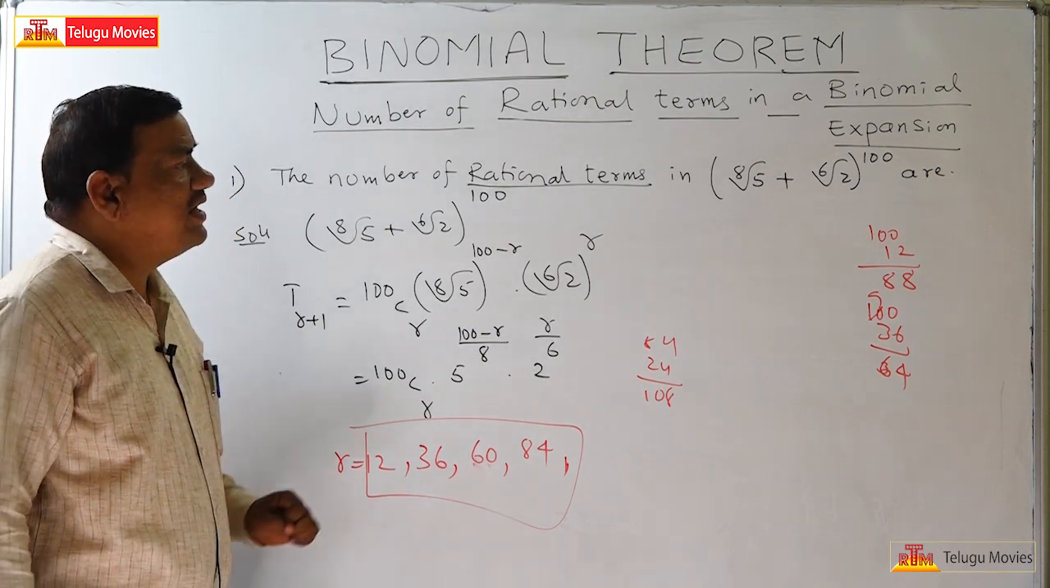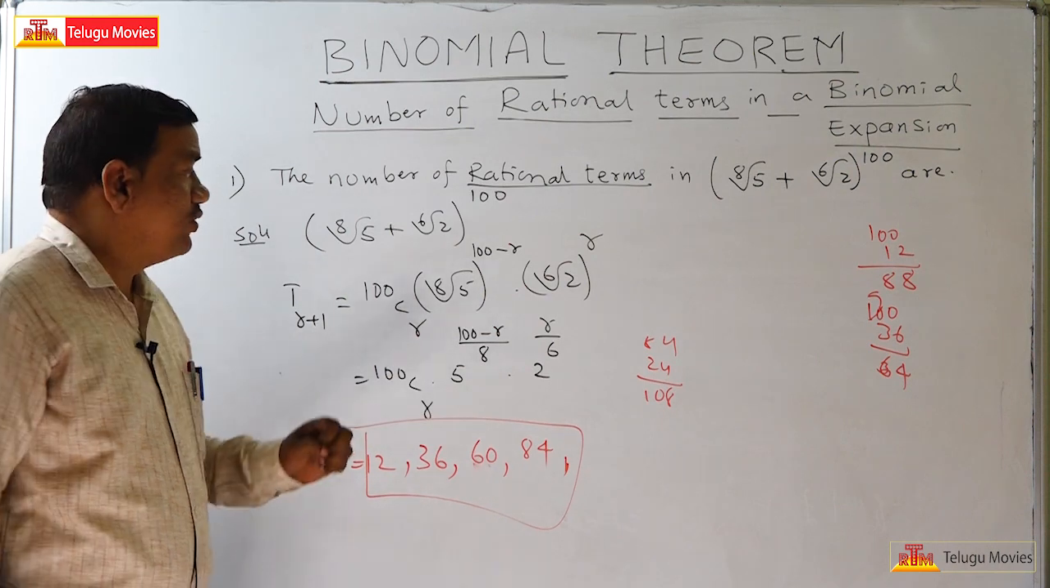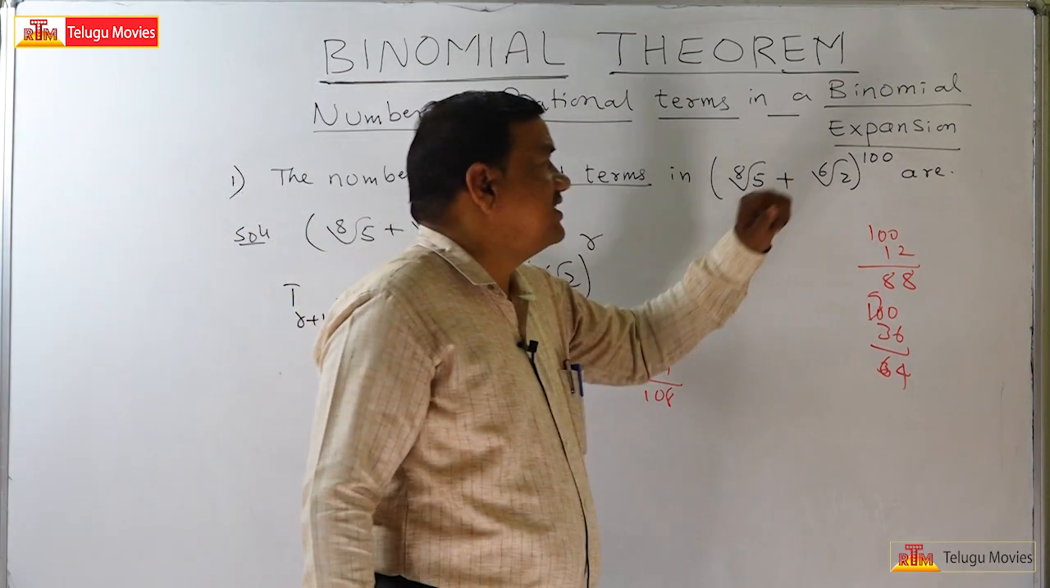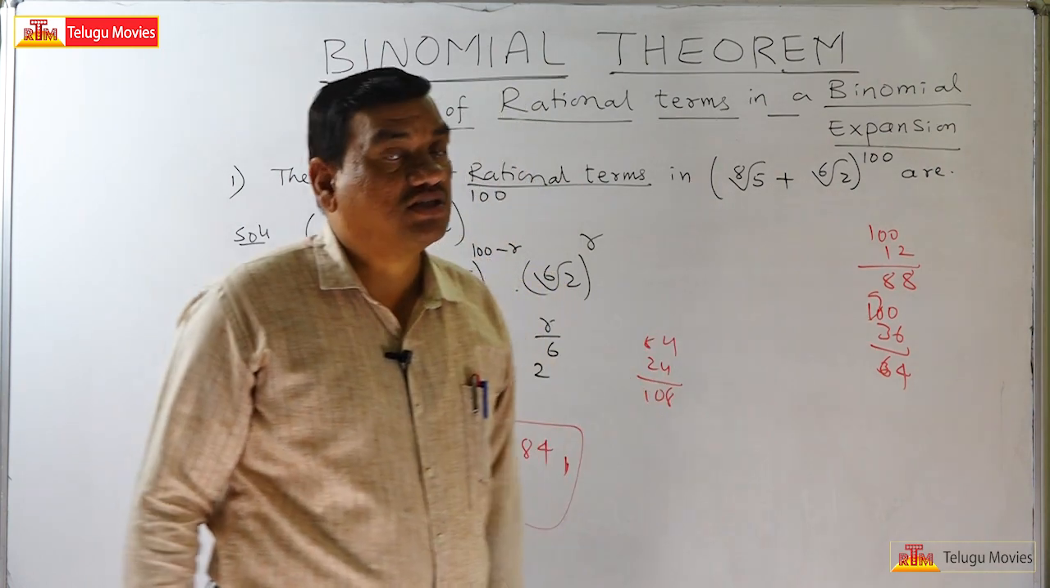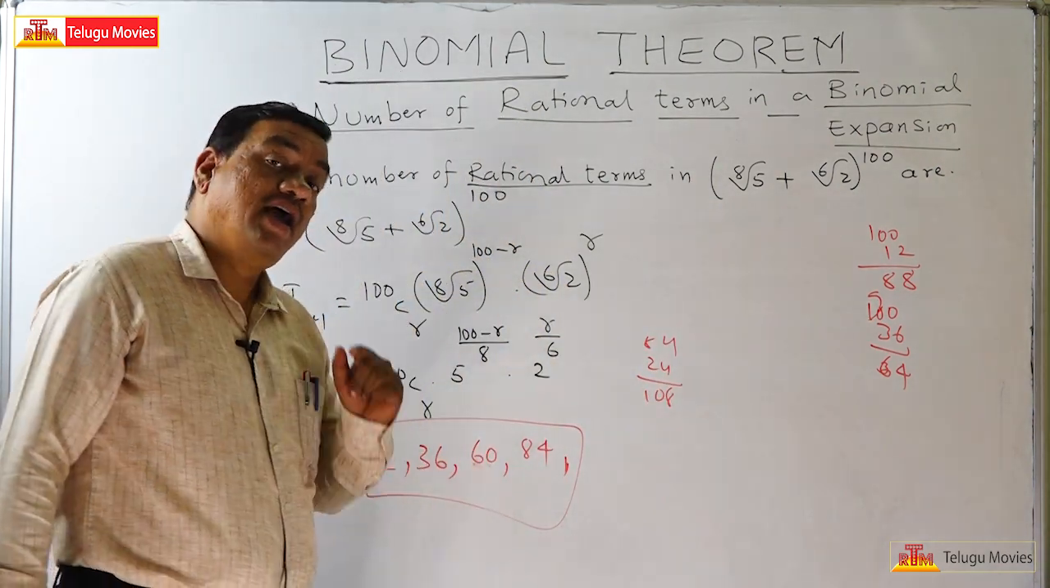Okay, now I will explain one more problem. Here both 8 and 6 are not factors of 100. Now I am going to explain another problem.